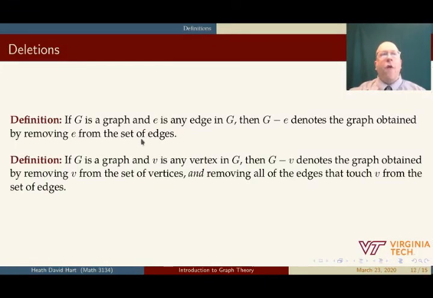If I have a graph and I want to delete an edge, I can do that. I can delete any edge from the graph. I just have the graph that has just one fewer edge. But if I want to delete a vertex from a graph, I have to not only delete the vertex, but I also have to delete all of the edges that connect to that vertex.